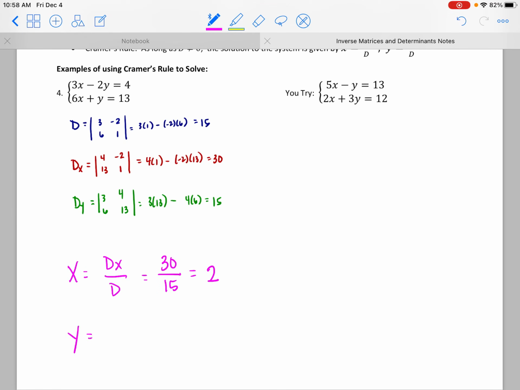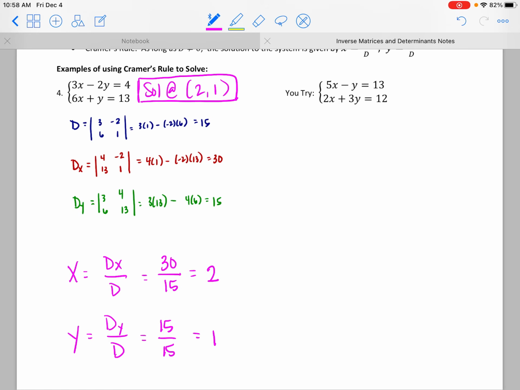And then our y value in our solution will be found by dividing the determinant of y by the overall determinant. So the determinant of y was 15, the overall was 15, and 15 divided by 15 is 1. So the solution here is going to be at 2, 1. So if we were to graph those two lines, they would be crossing at 2 and 1.